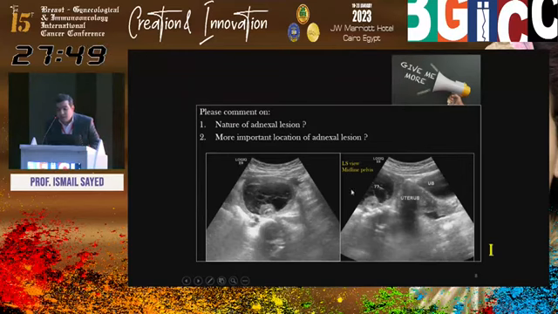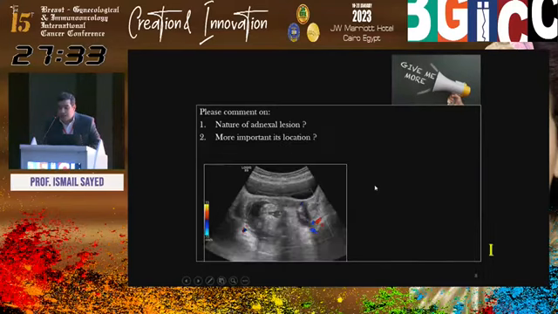Another case, a classic hemorrhagic cyst, but the ovary in a superior location. If this hemorrhagic cyst is about 4 centimeters, nothing to worry about, reassurance, but the location. Superior location means ovarian torsion again.